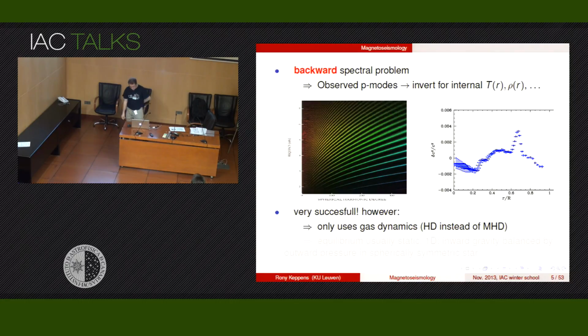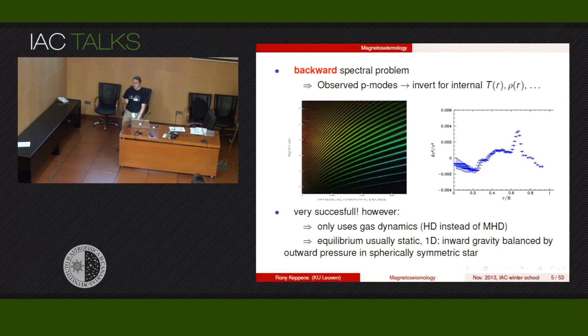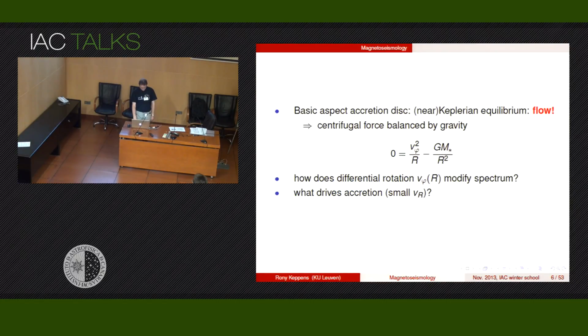But it's gas dynamics. There's no magnetic field involved. It's 1D. It's ignoring the fact that the sun is sitting there and doing meridional rotation, etc. And the basic equilibrium here is inward gravity balanced by outward pressure gradients. Okay? Of course, that's all you need for your first star to be formed.